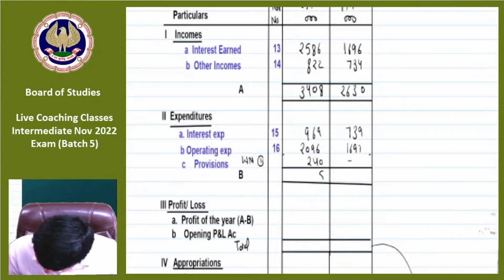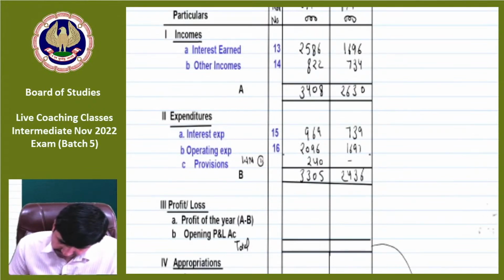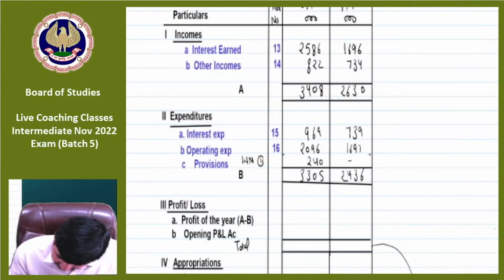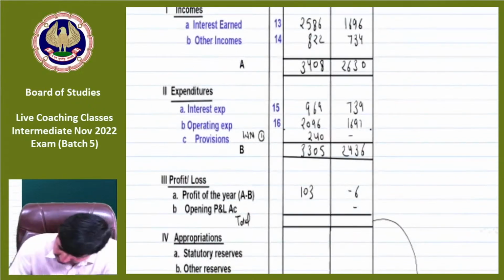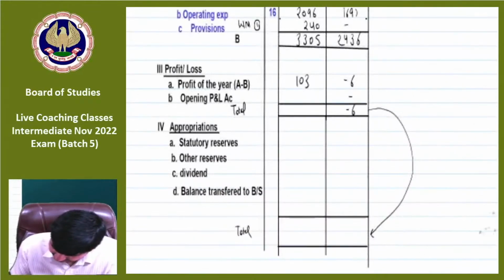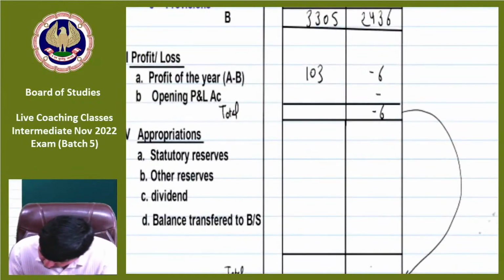So do the total. Next, what is the difference between them? It is 103. Okay, and here is -6. Since nothing was there further, this was -6. It means loss was there in the earlier year, and since nothing more was given regarding the last year, -6 was the balance carried forward to next.